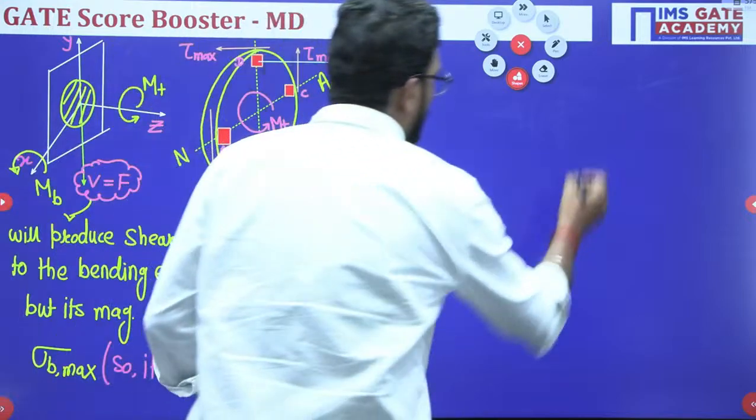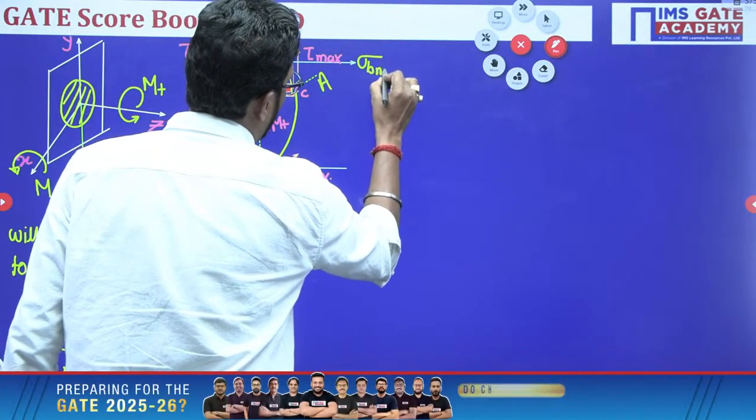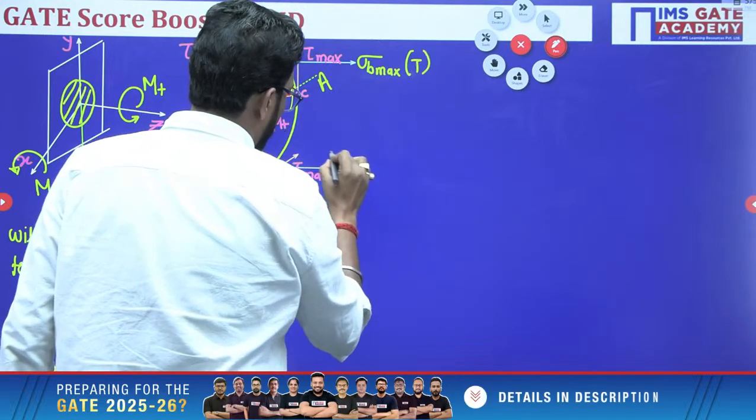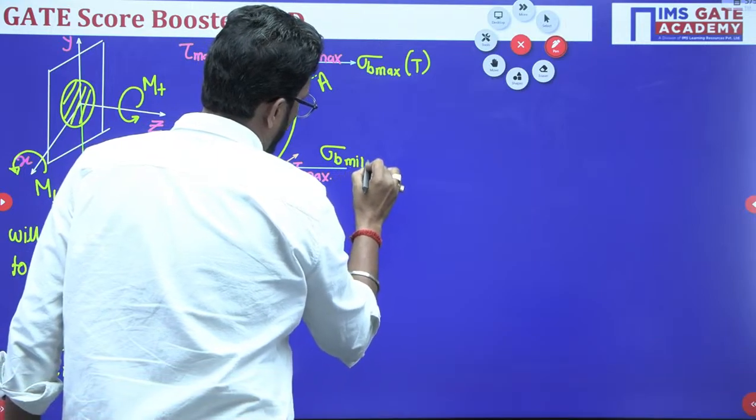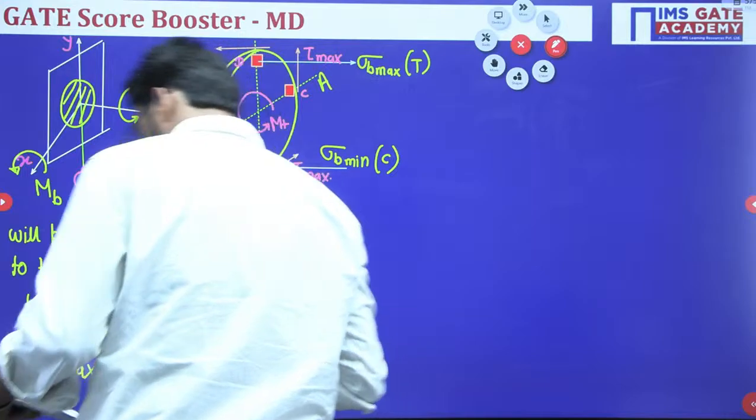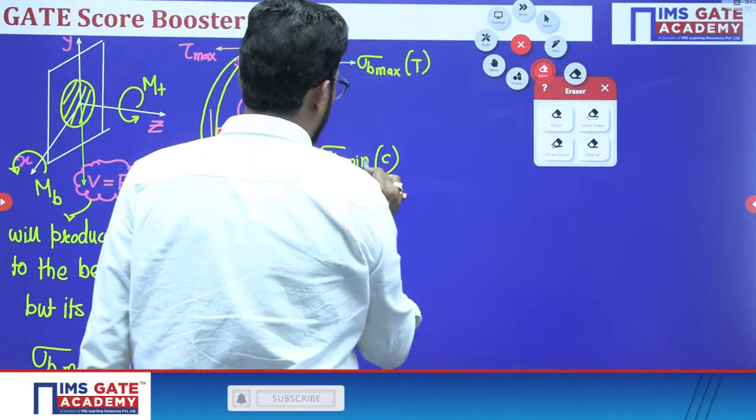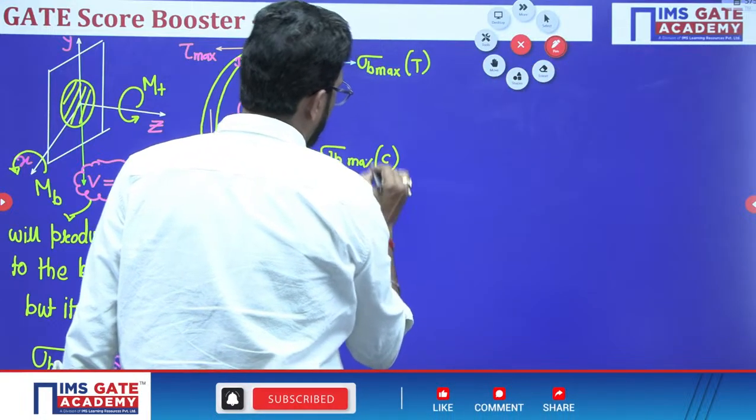So the magnitude is the same. Sigma B max is in tensile nature, and sigma B minimum is in compressive nature. This is also a maximum, but we can say it is not a minimum. It is also maximum, but in compressive nature.